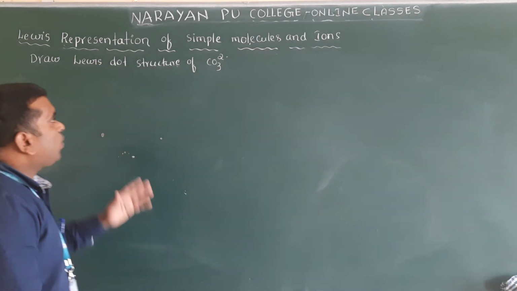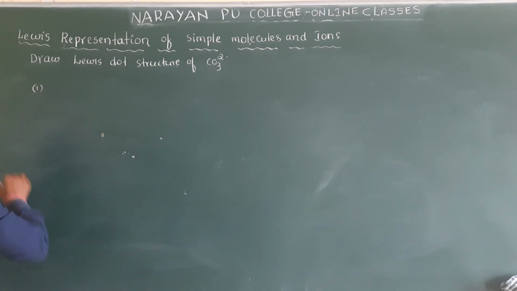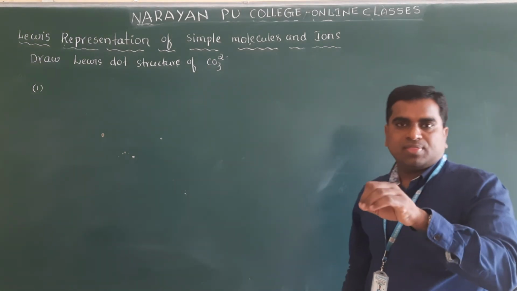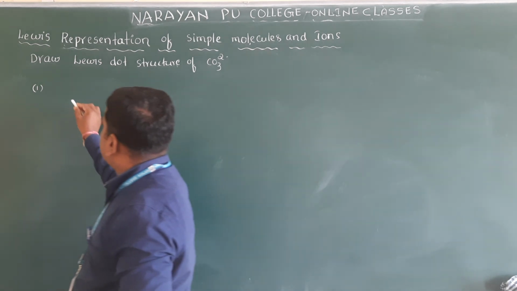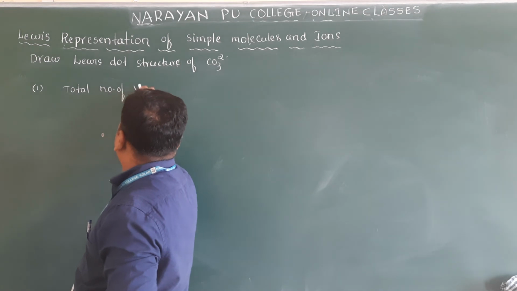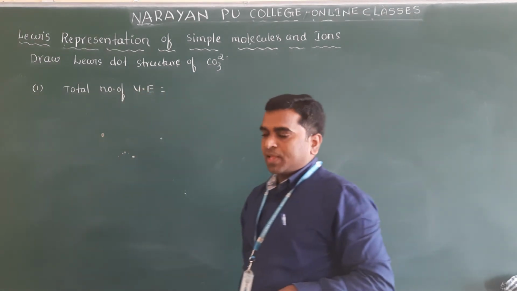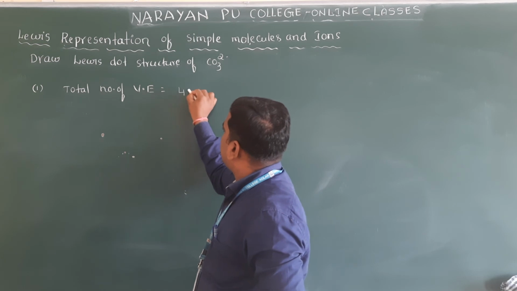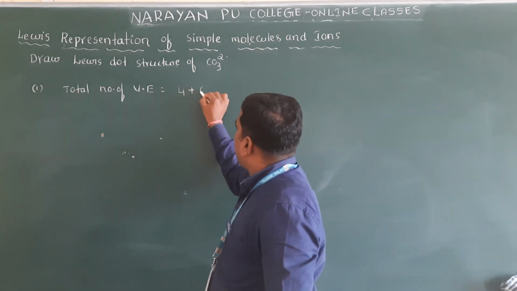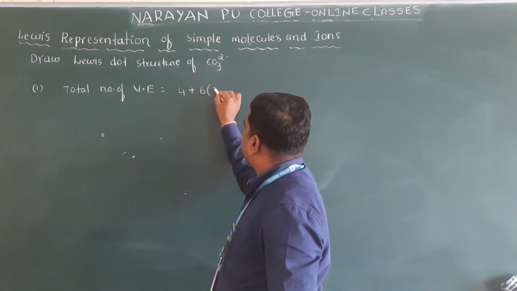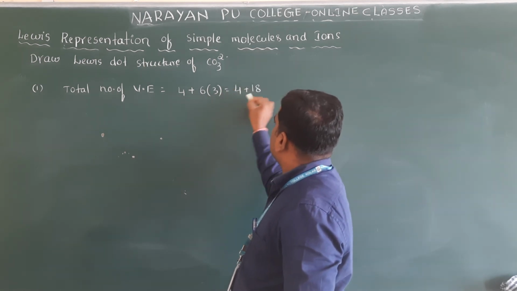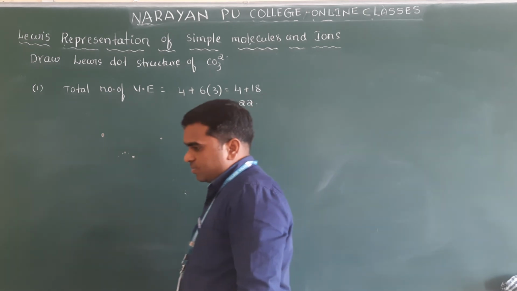CO3 2 minus. Clear? So what first you have to do? First step, you have to calculate the number of valence electrons for each atom in the molecule. Clear? So carbon belongs to, I already mentioned, 4th group. So how many valence electrons do you have? 4 valence electrons. And oxygen I have already mentioned 6, but how many oxygens are there? 3. So this is 4 plus 6 into 3, 18. So you will get 22 electrons.